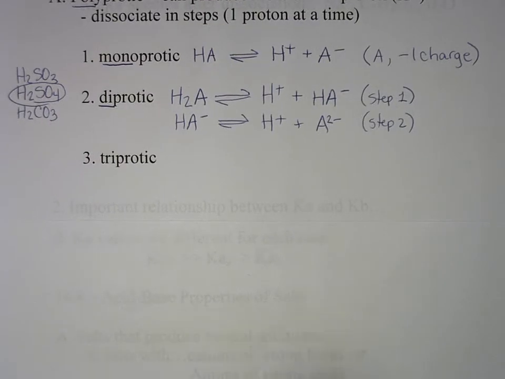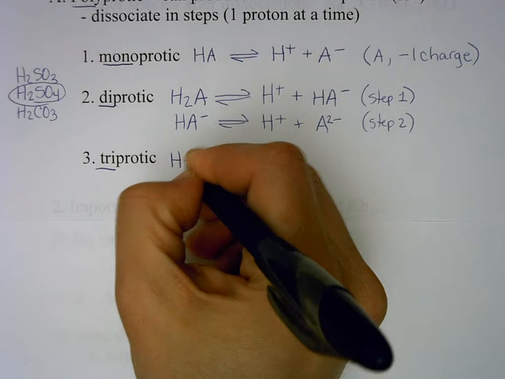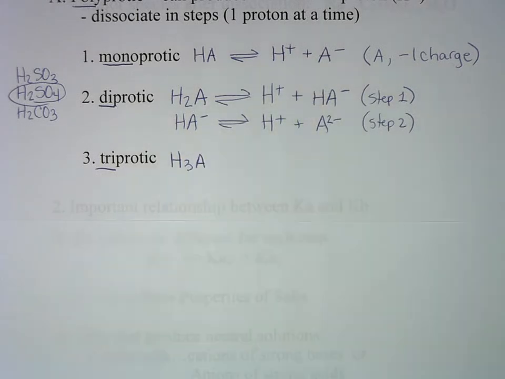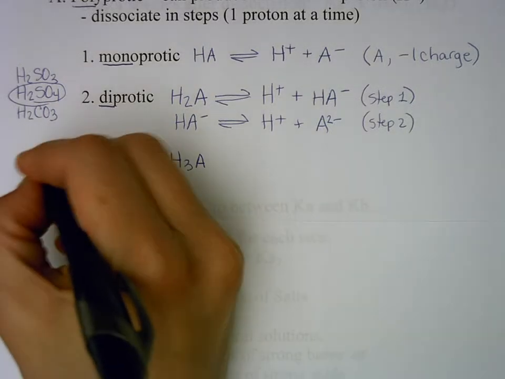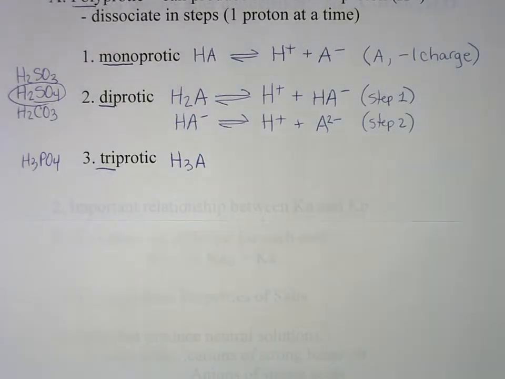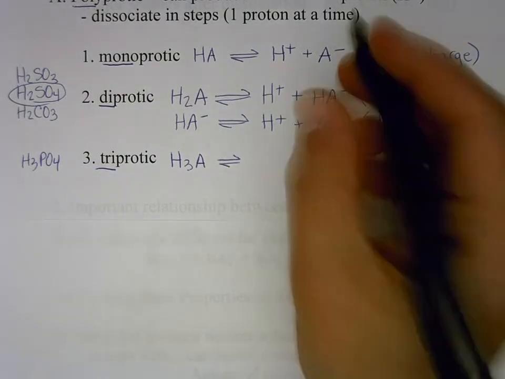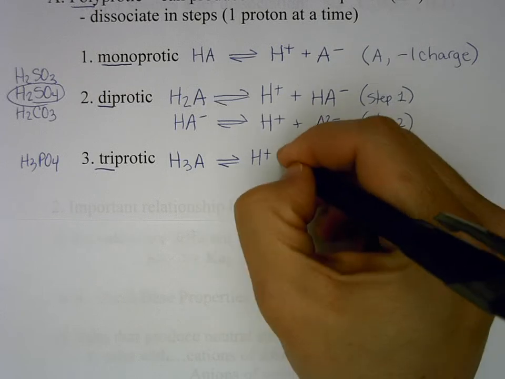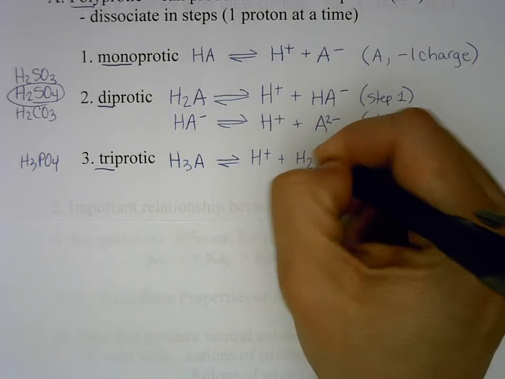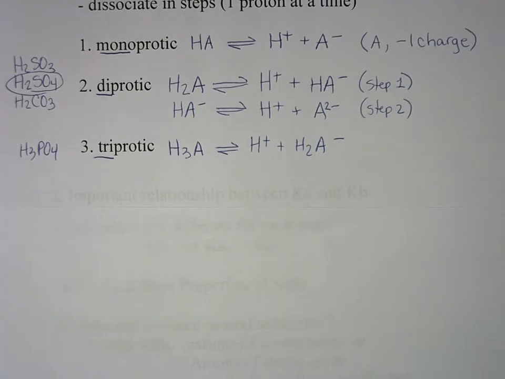Triprotic, 3 hydrogens. Real life example? Yes, H3PO4, phosphoric acid. Yeah? For the diprotic and triprotic, is it only the strong ones, or is it all? No, it's all. So it's just the category for all, either strong or weak. Okay? This dissociates in three different steps. First one hydrogen comes off. We're left with H2A with a negative charge. That's step one.